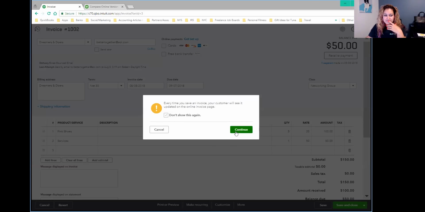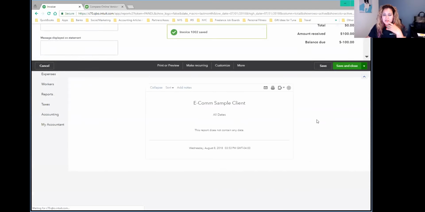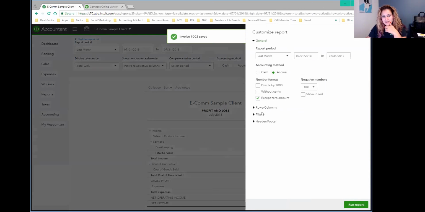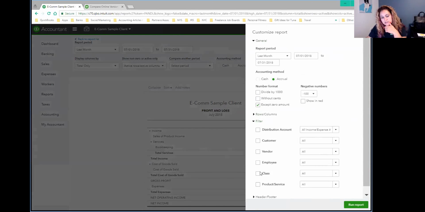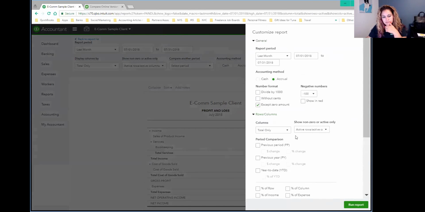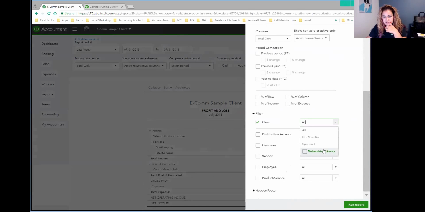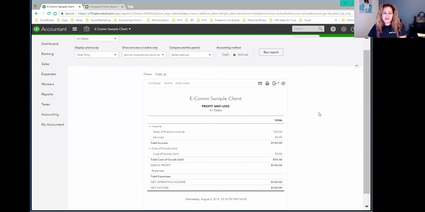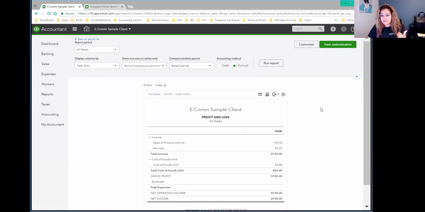Save and close. Continue. Yes. Okay, so now it's saved. And when I customize, filter, class, and say networking group, run report. Now I can see it by class, which is still not working, and I apologize, but I think you get the idea of what it's supposed to do, right?